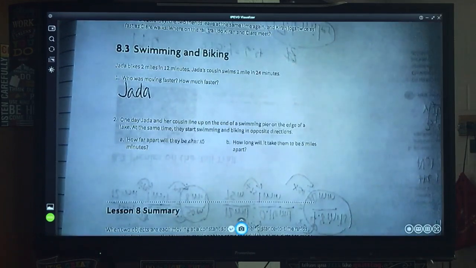Okay? Jack. 4 times faster in 24 minutes. That still doesn't tell me anything. Haley. She's 18 minutes faster. Okay, how many of you guys came up with 18 minutes? Okay, did anybody come up with something different? Question, what did you come up with? 3 more miles per hour. That doesn't tell me anything.